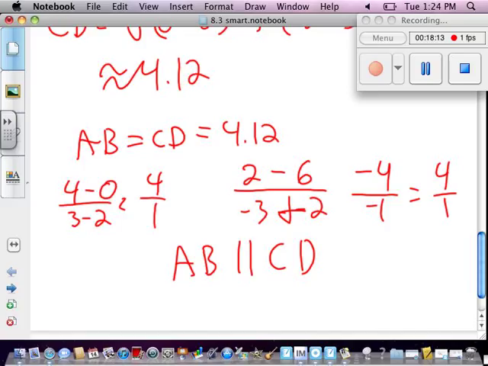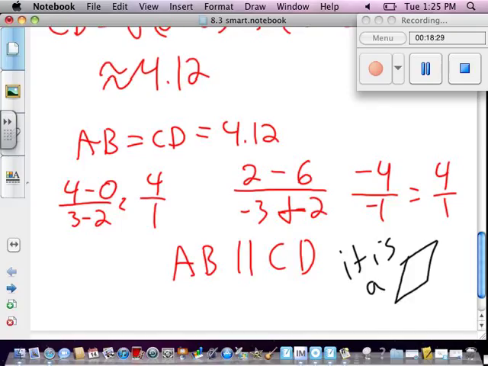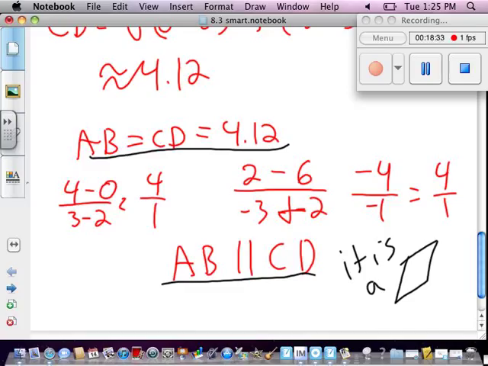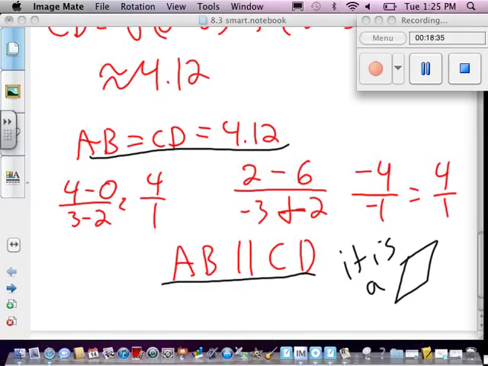Okay. Then we found since AB and CD are equal, they both equal 4.2, and they are also parallel, we know it is a parallelogram. This is my parallelogram drawing. Okay. Because we had both of these. Okay. And last method, and then we're done, guys. I know it's long.